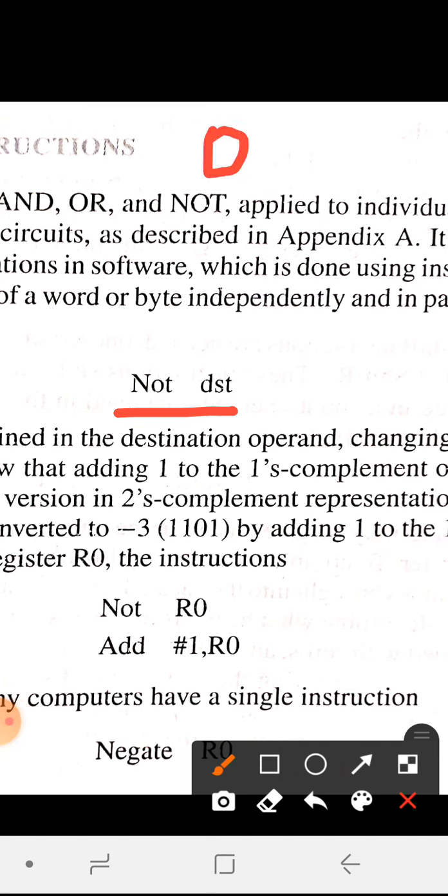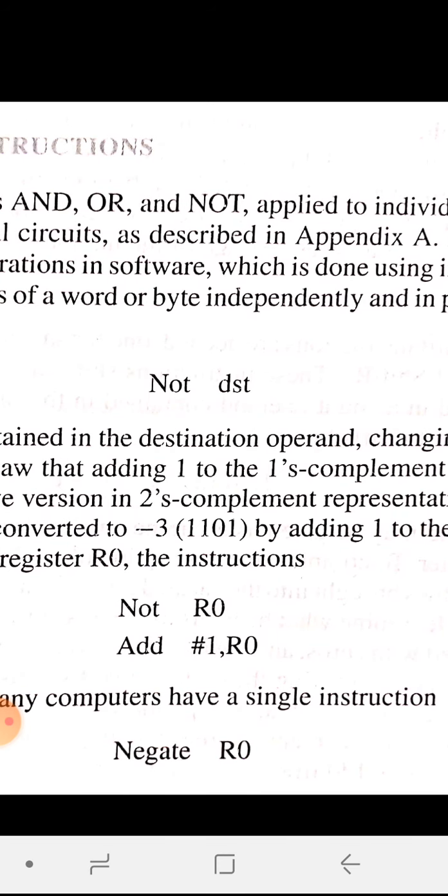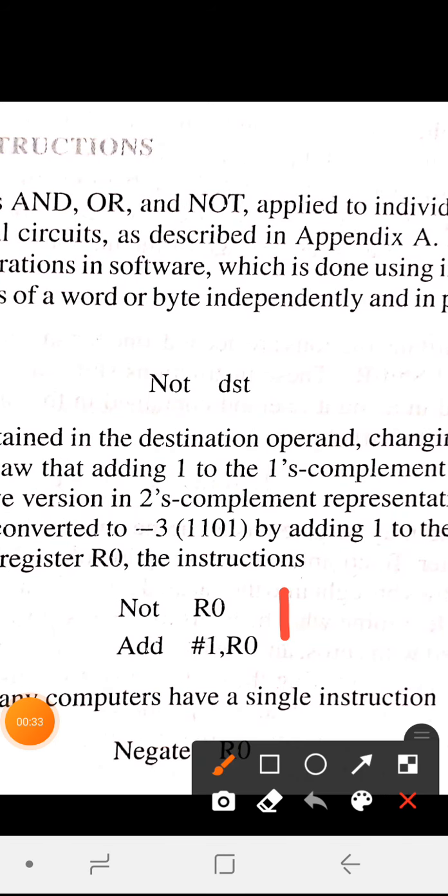If a bit is 0, it will be inverted to 1, and if it is 1, it will be inverted to 0. If you want to find the 2's complement of a number, we have seen the methods in the earlier classes. These are the two instructions which can be used to find the 2's complement. That is, first we complement the content of R0 and then we add 1.